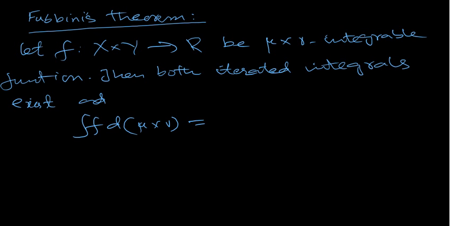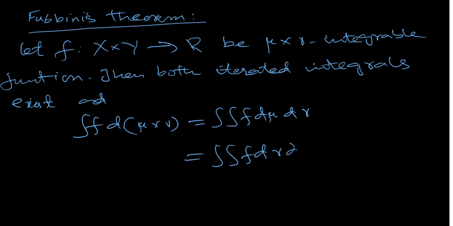It is the iterated integral, double integral of f, first with respect to the measure mu, then with respect to the measure nu, and it is the same as the double integral of f, first with respect to the measure nu, then with respect to the measure mu. That is the statement of Fubini's theorem. If f is a mu cross nu integrable function, then both its iterated integrals exist, and they are equal, and they are equal to the integral of the function f over the product space.